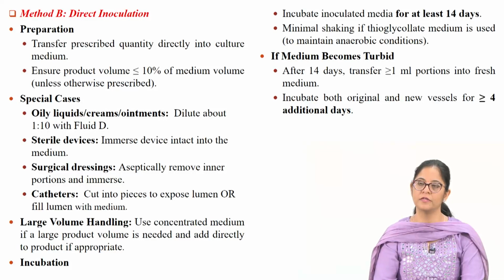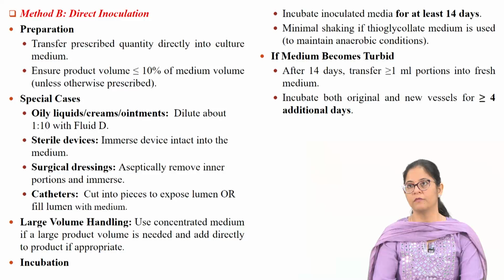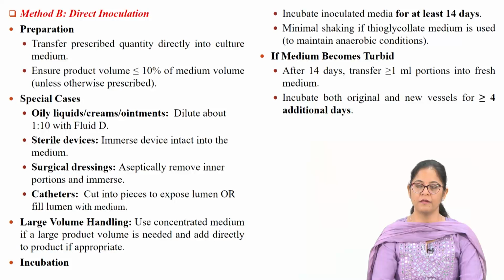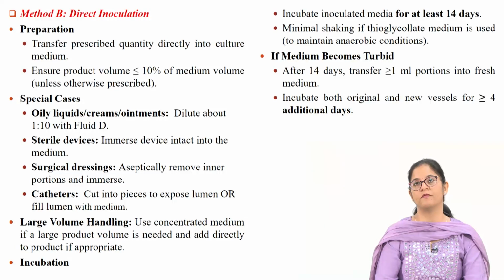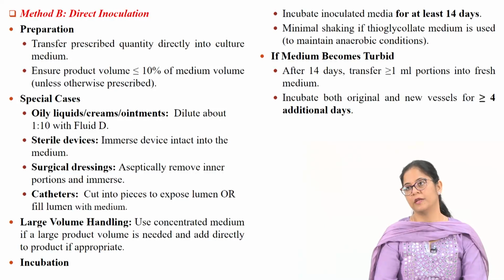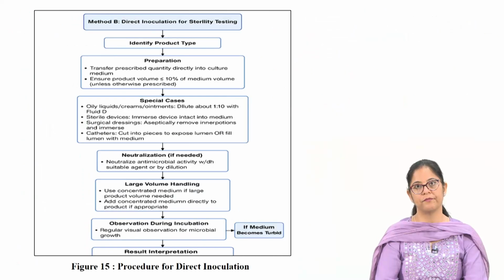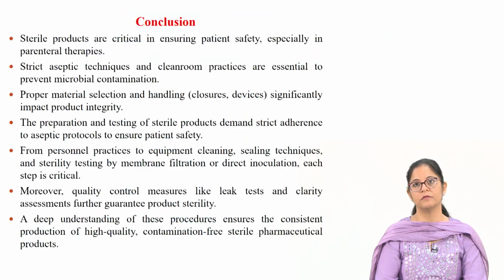Minimal shaking is done if thioglycolate medium is used to maintain anaerobic conditions. If the medium becomes turbid after 14 days, then more than or equal to 1 ml portions are transferred into fresh medium and incubated. Both the original and new vessels must again be incubated for an additional 4 days, and then they must be compared and analyzed for the growth of microbes, and a call must be taken about the sterility of the product. So, this is the procedure for direct inoculation.